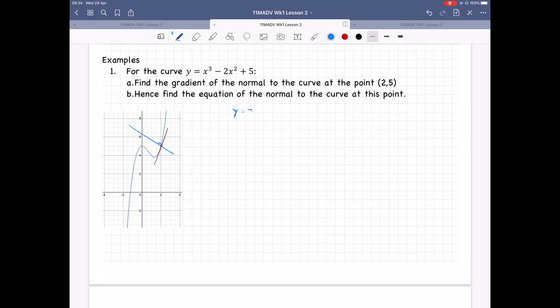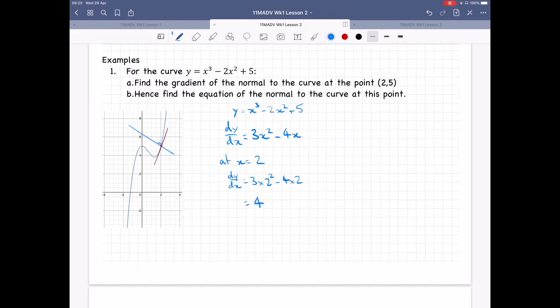So the first thing we need to do, just like we've done previously, is take our original equation and differentiate it to find the function for the gradient of the tangent. So we have got 3x squared minus 4x as our function for the gradient of the tangent. And at x equals 2, our gradient, dy/dx, is going to be equal to 3 times 2 squared minus 4 times 2. So we have 12 minus 8, so we have a gradient of 4.